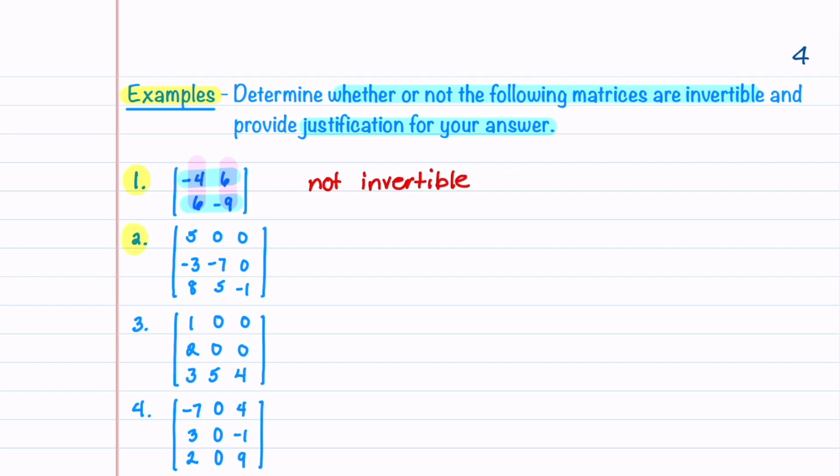Let's look at our second example. This matrix is a lower triangular matrix with non-zero entries along the diagonal, so it is invertible. Remember that for this type of matrix, its transpose has a pivot in every column. In example 3, you might notice right away that rows 1 and 2 are multiples of each other. So when this becomes reduced, we're going to have a row of zeros, so the matrix is not invertible.